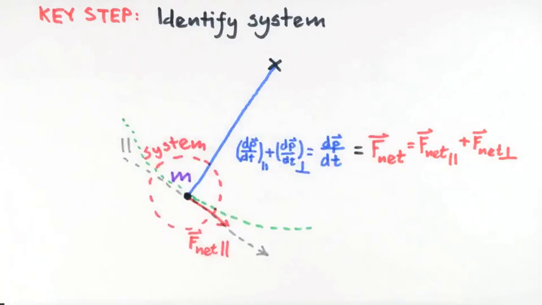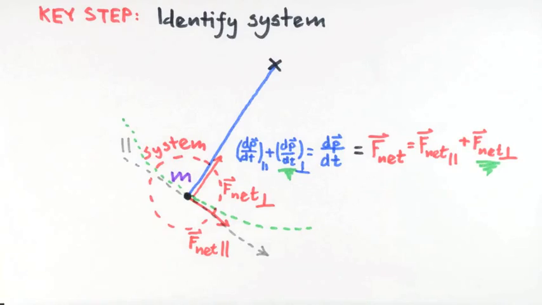The climber's trajectory is curving as well, so delta P over delta T perpendicular is non-zero, and therefore F net perpendicular is non-zero too. We can make a stronger statement about these if we assume the rope remains taut and at a constant length. Then the climber's trajectory is a circle. In fact, it's the kissing circle.